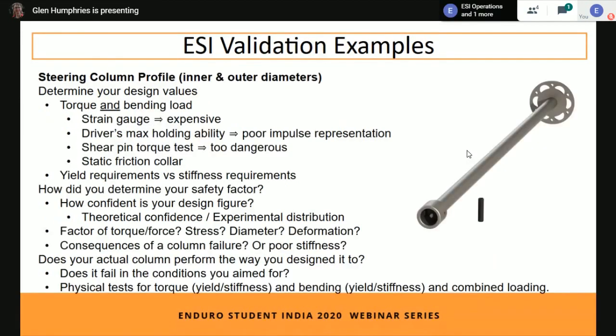Example number 3, steering column. I'll just give an example here of a straight steering column. I know it's very simplified compared to what we see in a lot of cars, but just using it as an example for explanation. Say it's a straight steering column. It's supported by a couple of bearings or bushings, and obviously you've got the steering wheel mounted at one end.